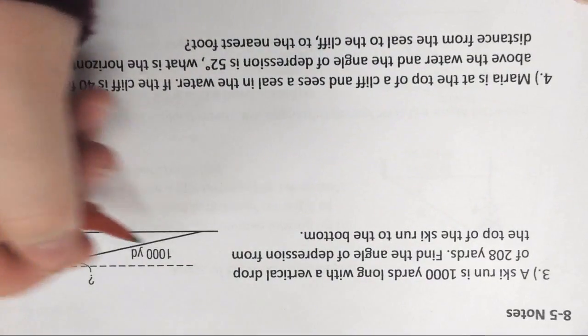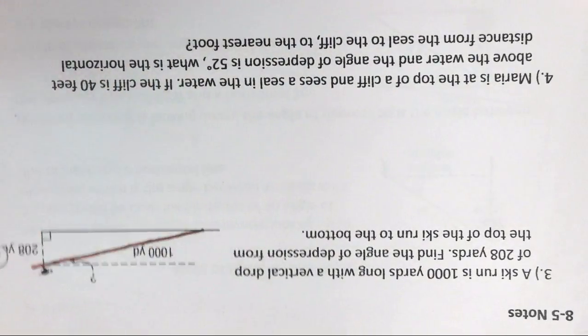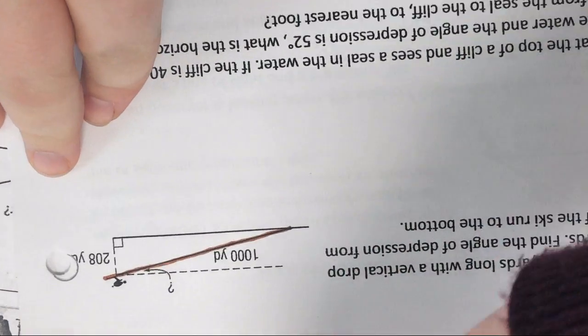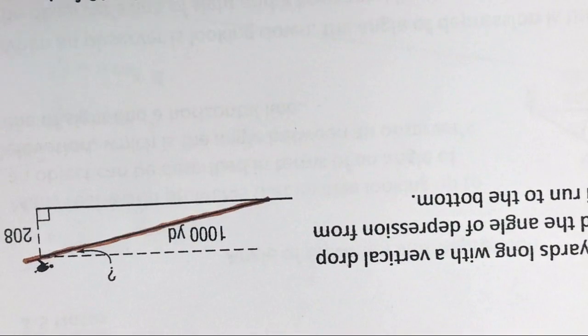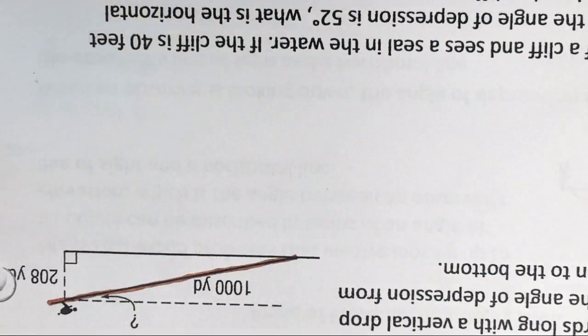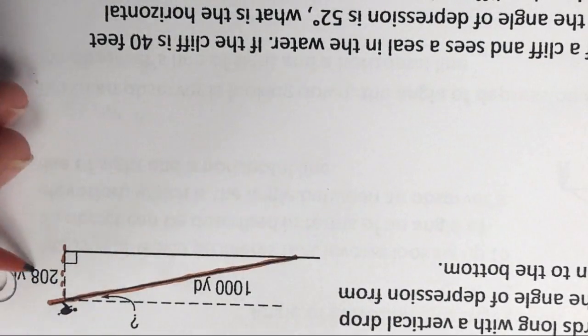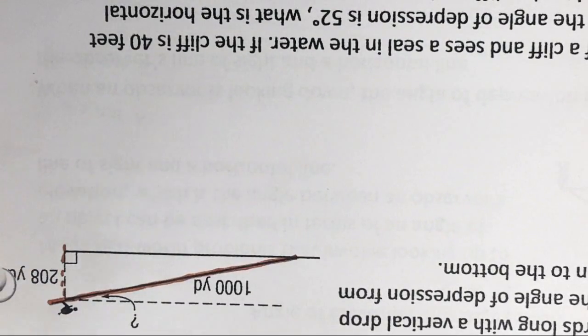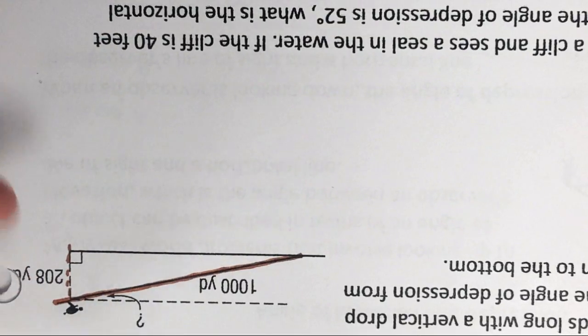Okay, so they tell us that there's a ski run. Here's the skier going down the slope. Not something we have around here, that's for sure. It's got a vertical drop of 208 yards. It tells you how long the ski run is, and it says find the angle of depression from the top of the ski run to the bottom.